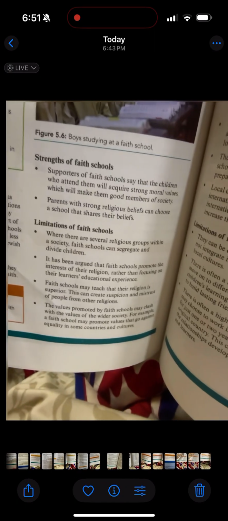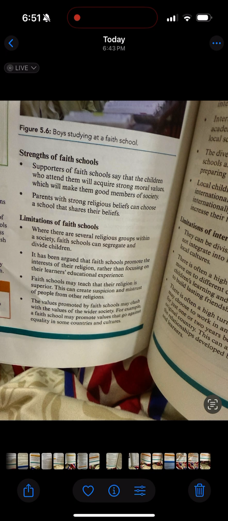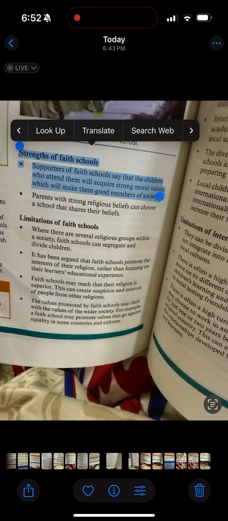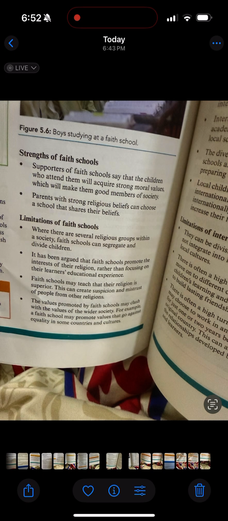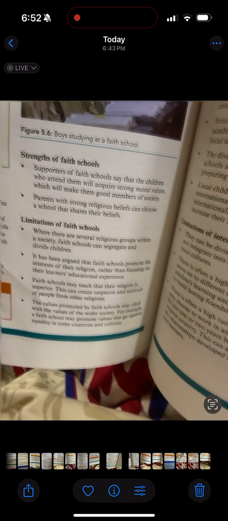Key term: faith schools. Schools which are linked to a particular religion or faith and promote that faith through their ethos and curriculum. Strengths of faith schools. Supporters of faith schools say that the children who attend them will acquire strong moral values, which will make them good members of society.